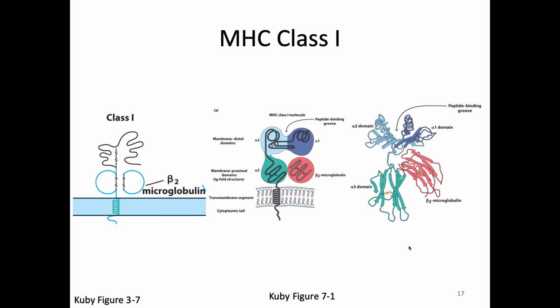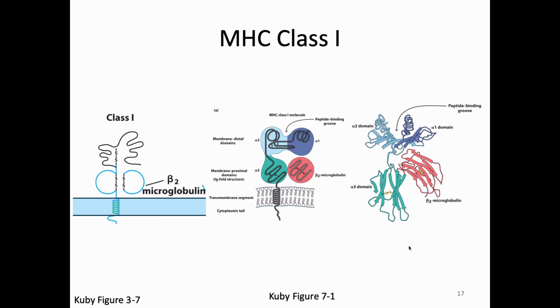So again, we've got our alpha 1, alpha 2, and alpha 3 with our beta-2 microglobulin. We can see our peptide binding groove in between alpha 1 and alpha 2. You can see it in a ribbon diagram here as well, where you can see that both beta-2 microglobulin and the alpha 3 domain have those nice beta sheets of an Ig domain. And the other two domains have some beta sheets that make almost like a platform, and two alpha helices that make like railings. So basically you have a platform that holds the peptide and two little railings on the side, so that holds it in between.